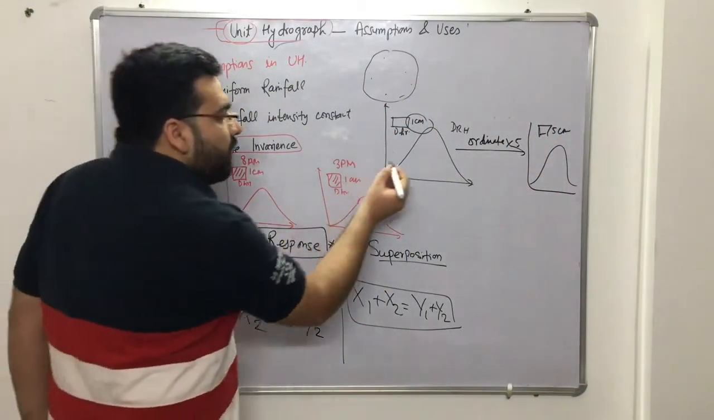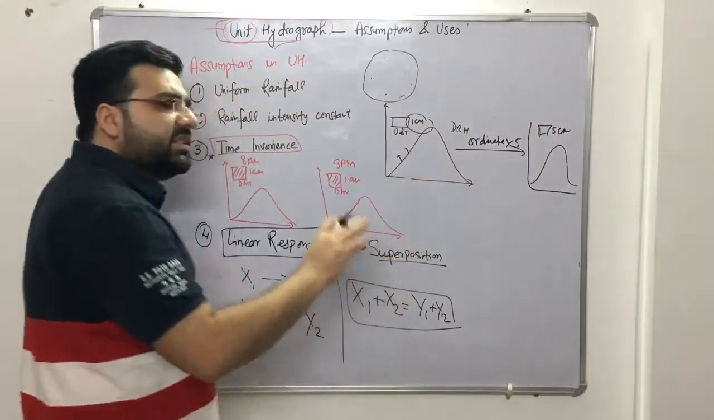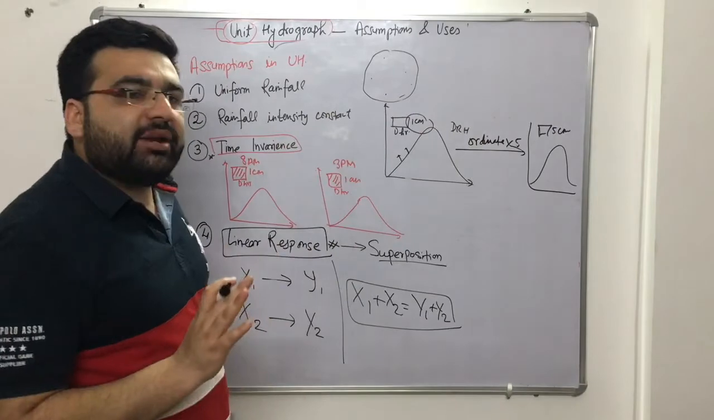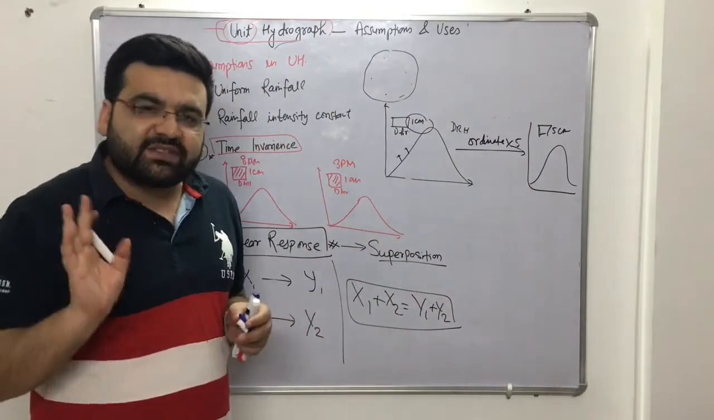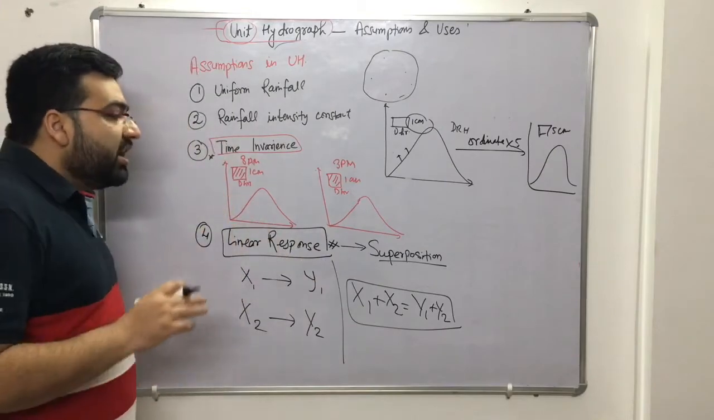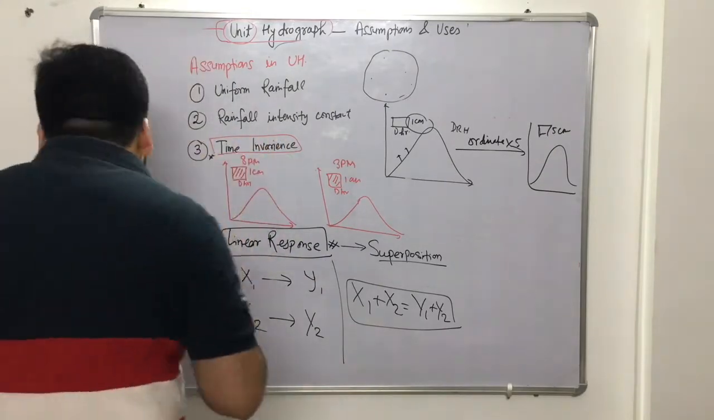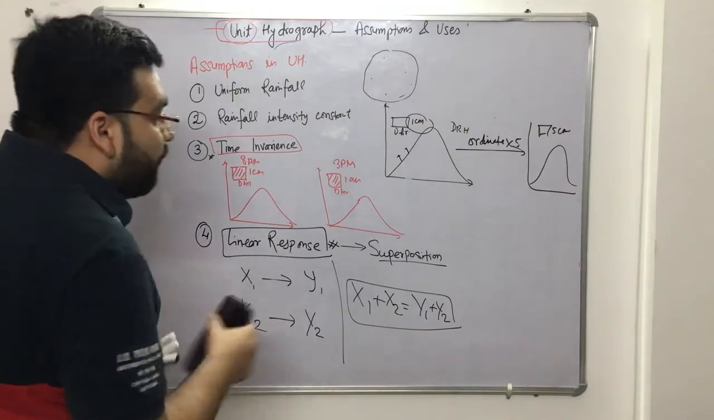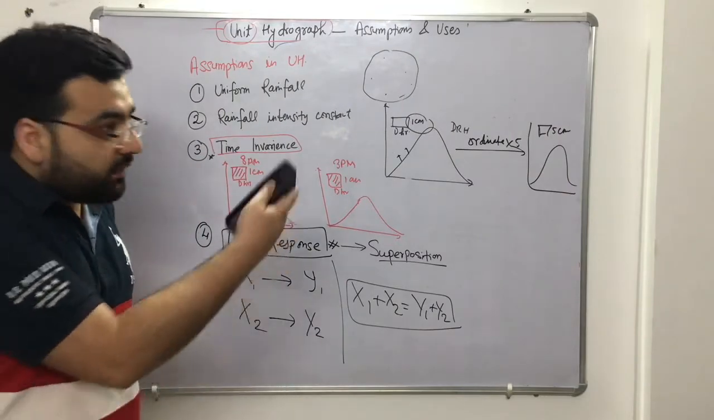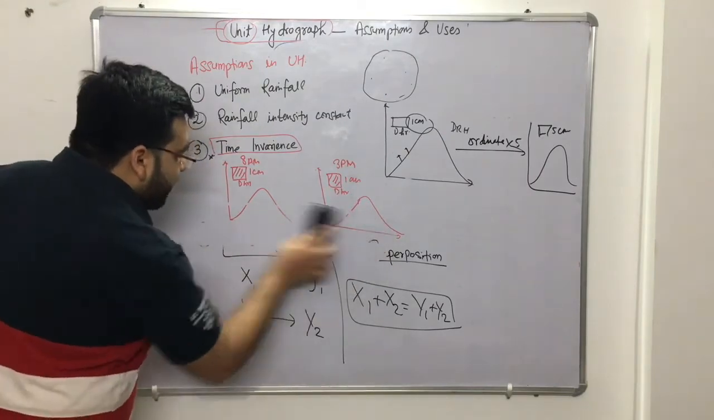It means that whatever change you are doing in the unit hydrograph, the similar linear changes can be done in the direct runoff hydrograph. Simple. Clear? I hope that you have understood the linear response also. Now let me rub this and make you understand what types of questions are generally asked from this topic, that is the unit hydrograph, right? So let me first of all rub it.